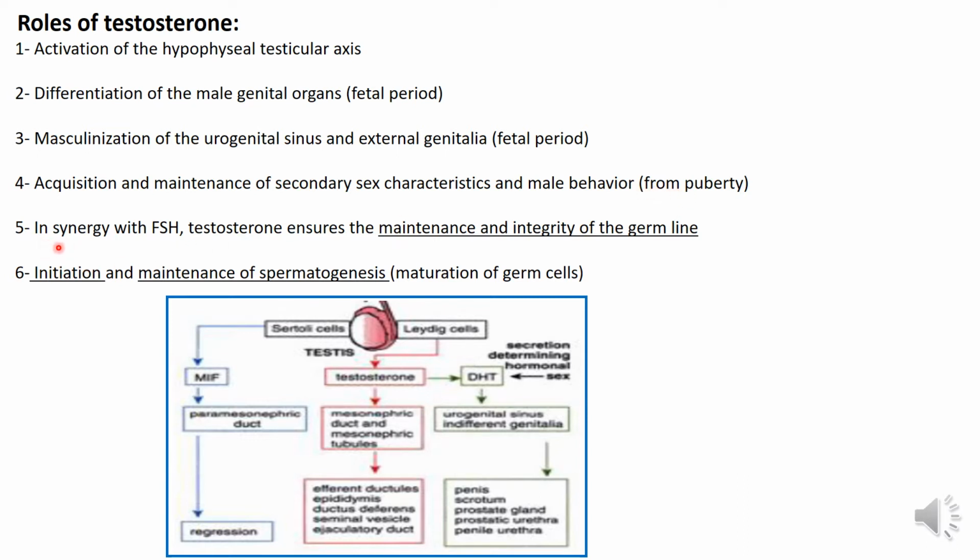And then in synergy with FSH, the follicle stimulating hormone produced by the hypophysis, the testosterone ensures the maintenance and integrity of the germline, and the testosterone also contributes to the initiation and maintenance of the spermatogenesis. So it is important for the initiation of the spermatogenesis and for its maintenance, to keep the spermatogenesis occurring through time, and also for the maintenance and the integrity of the germ cells.